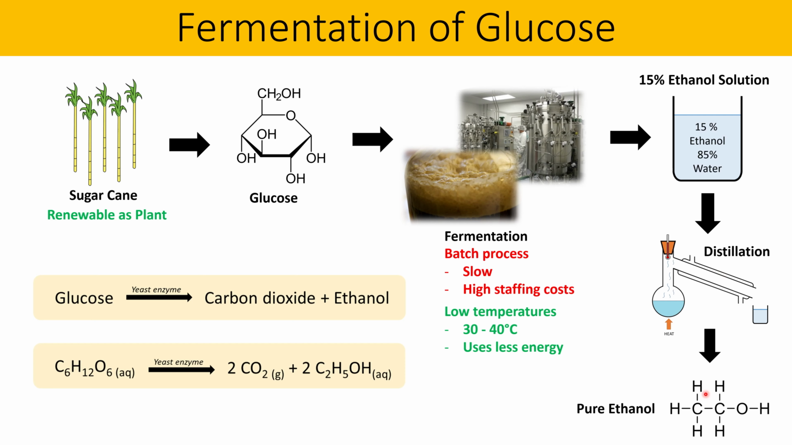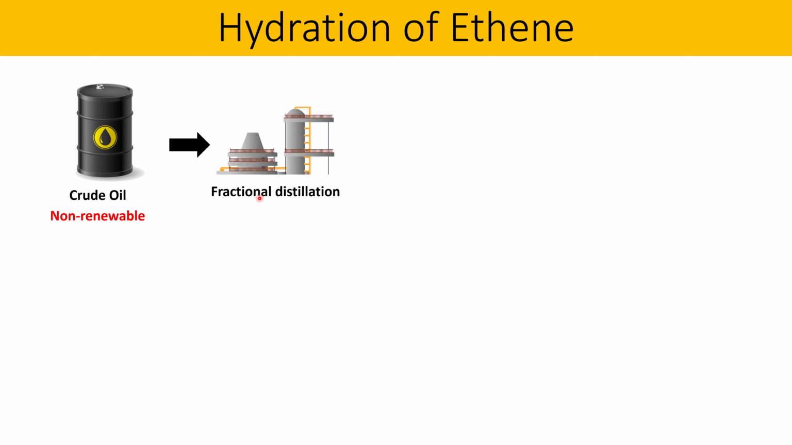Next up, let's have a look at the hydration of ethene method of producing ethanol. First, we take crude oil, but crude oil needs to be processed. So, we're first going to carry out fractional distillation to separate out the useful fractions of crude oil. Remember that the short chains will probably straightforwardly be used as fuels. The fractional distillation process uses quite a lot of heat energy.